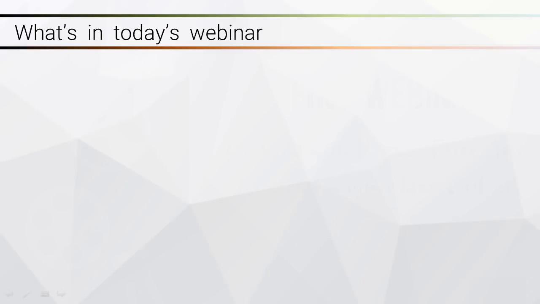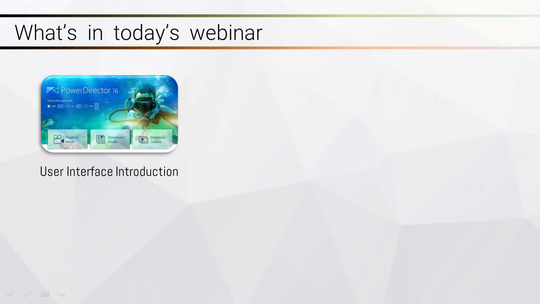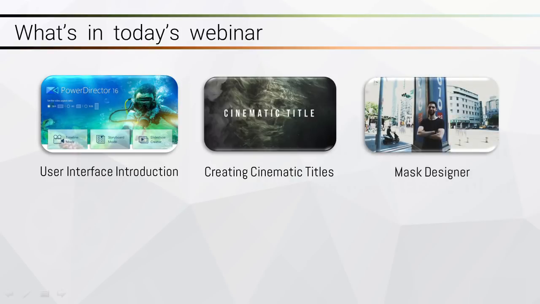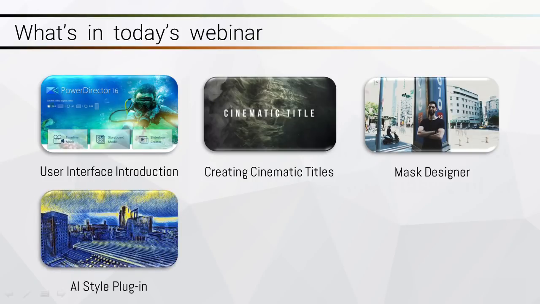What's in today's webinar? At first, just in case you are new to PowerDirector, we will have a quick walkthrough of the UI introductions and show you where you can find all the tools and how you can import your videos. Second, we will teach you how to create cinematic titles by using our title designer. We will also mention how to use our mask designer to create certain effects. And with the brand new AI style plugin, you can turn your videos into a very artistic painting style.